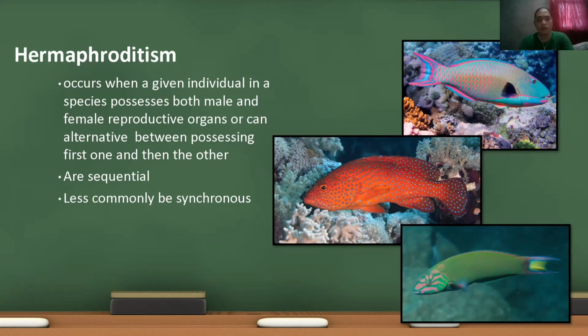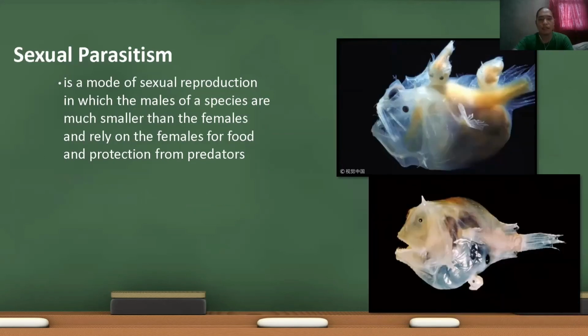So next is sexual parasitism, a mode of sexual reproduction in which the males of a species are much smaller than the female and rely on the females for food and protection from predators. The example species here is the anglerfish.